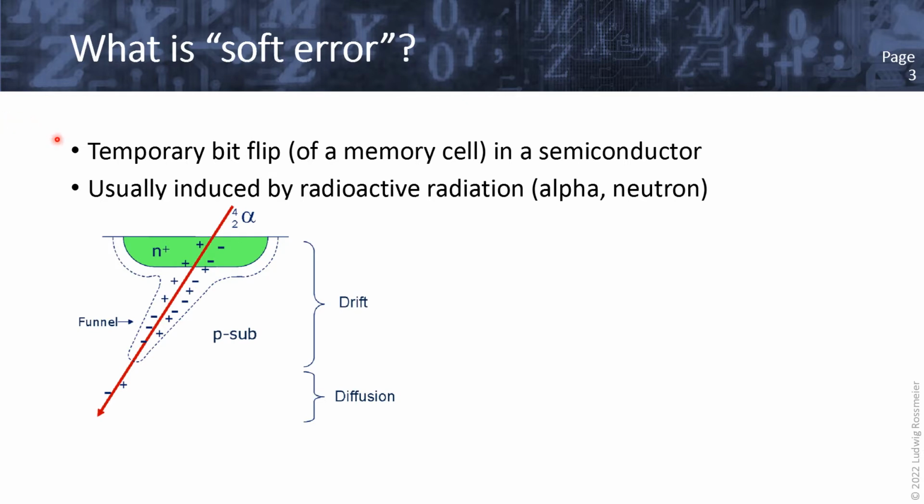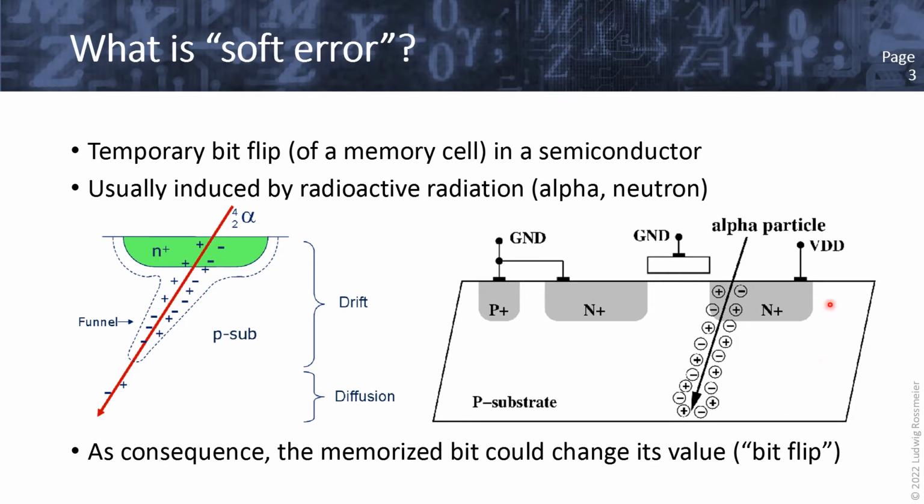What is a soft error? It is a temporary bit flip of a memory cell in a semiconductor. Usually, this is induced by radioactive radiation like alpha particles or neutrons. You can see in this picture, this is the semiconductor surface, and we have here an N+ well in a P substrate. When an alpha particle enters this substrate, then charges will be made mobile and a funnel is created. There's a drift region and a diffusion region.